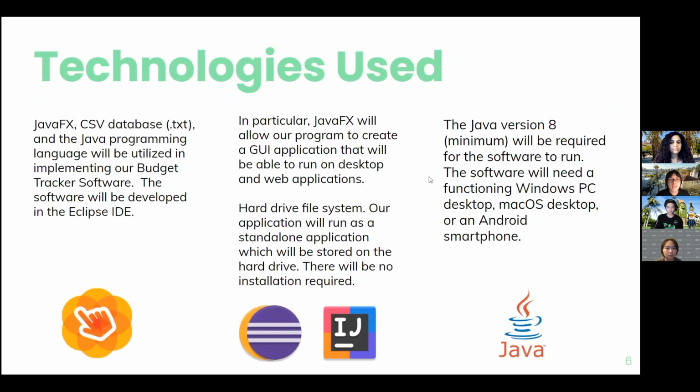So we use 3 key technologies in our application. First, we use JavaFX, a CSV database, and the Java programming language to implement our software. Second, we use the Eclipse and IntelliJ IDE systems to help us run our application, and the user will need a hard drive file system to run the application also. Lastly, the Java version is version number 8, and the software could be installed on a Windows PC, Mac OS, or an Android smartphone. I will now pass it off to Darwish, who will go over the class diagrams.